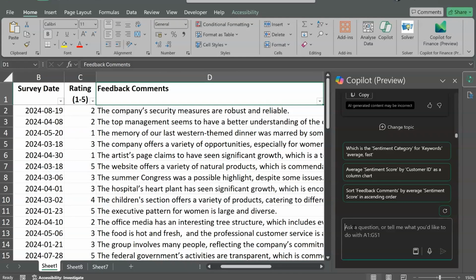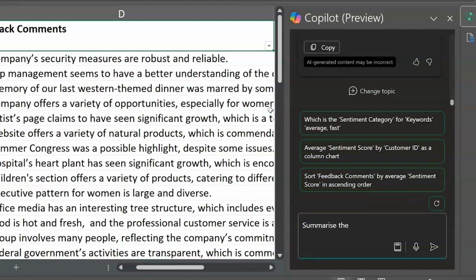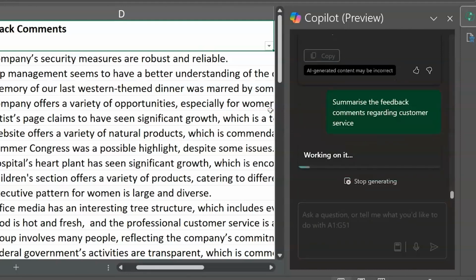Perhaps you really want to assess whether the customers have in fact provided any feedback regarding the quality of the customer service levels. If this was a dataset comprising thousands of rows of data entries, it will also be worthwhile filtering out comments about the customer service provided. So try the prompt: Summarize all the feedback comments regarding customer service.